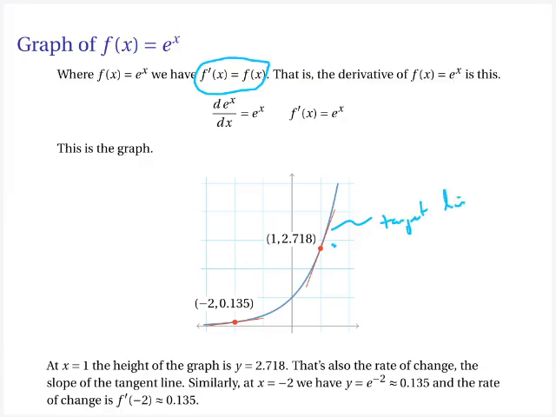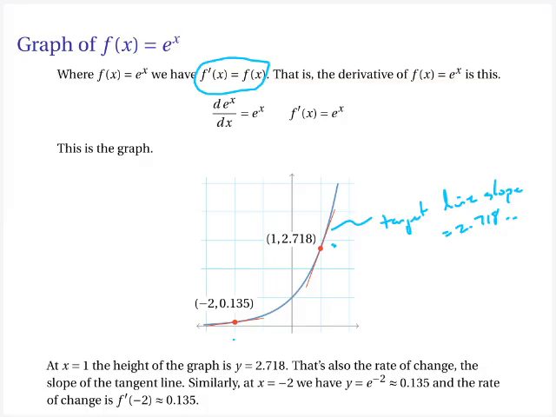Tangent line, slope is 2.718. And we already know that a slope of 2 or 3 is going to be pretty steep. Whereas down here at -2, when x equals -2, you plug -2 into the formula f of x equals e to the x, and you get 0.135. I just plugged it into my calculator. And a slope of 0.135, I mean, it's positive, it's going up, but it isn't really going up a lot.